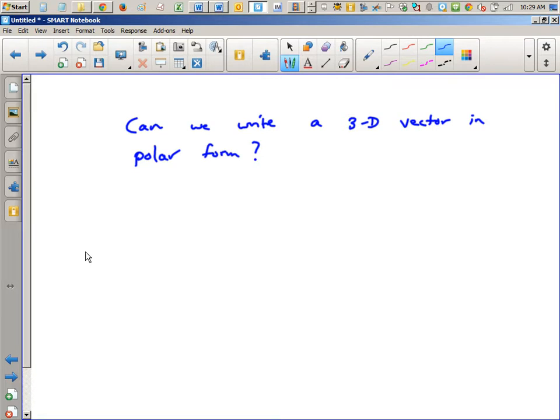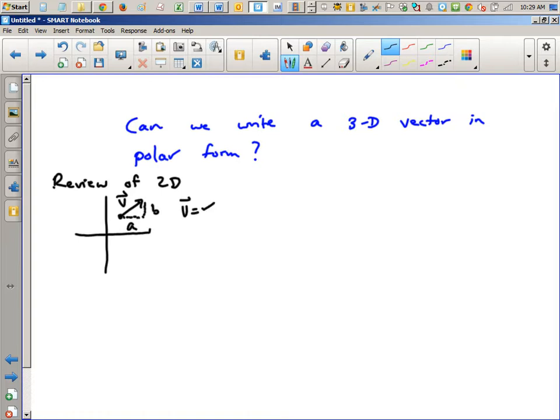Okay, let's just draw a quick picture of the 2D situation. So remember, this is a review of 2 dimensions. In 2D, we have a vector, and we describe it 4 different ways, actually. So this is A and B, and this is the vector. And we can write this as vector V is <A, B>. We use these brackets, right? And this just basically tells you what the run is and what the rise is.